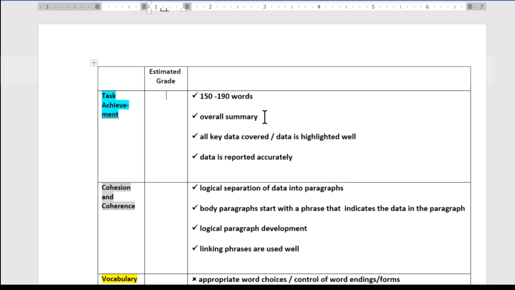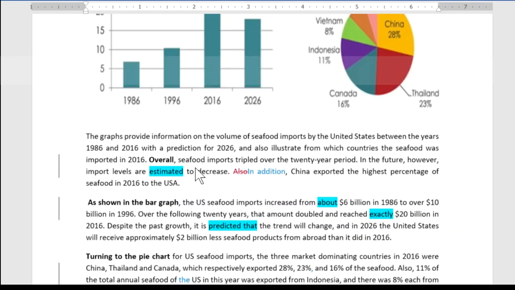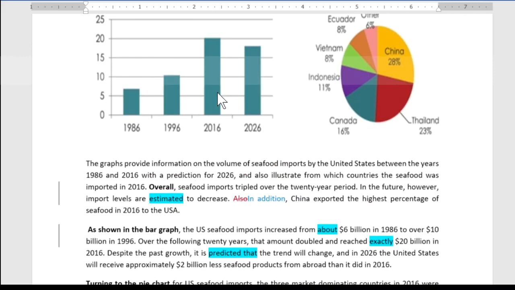The overall summary is really important. There's a really good one here. We're going to be looking at the extent the data is covered and highlighting, and also the accuracy. There's no inaccuracy. I've checked that already. So let's go back at the task and look at some of the specifics. So I really like the overall summary. We've got 2 charts, and we must provide a summary of each chart.